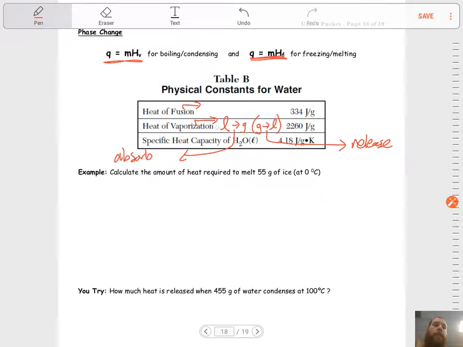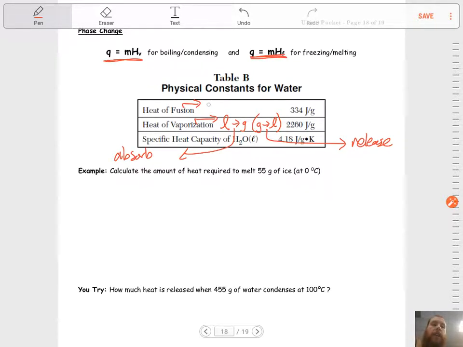Okay? Well, if vaporization is liquid and gas phases, what does fusion have to be? Fusion is going to be solid to liquid or liquid to solid. So remember that. Liquid to solid, you are releasing heat, so it's going to be a negative value. And if you're absorbing, it's going to be a positive value. Okay? So notice how I said boiling, condensing, freezing and melting. You've got to know these terms.